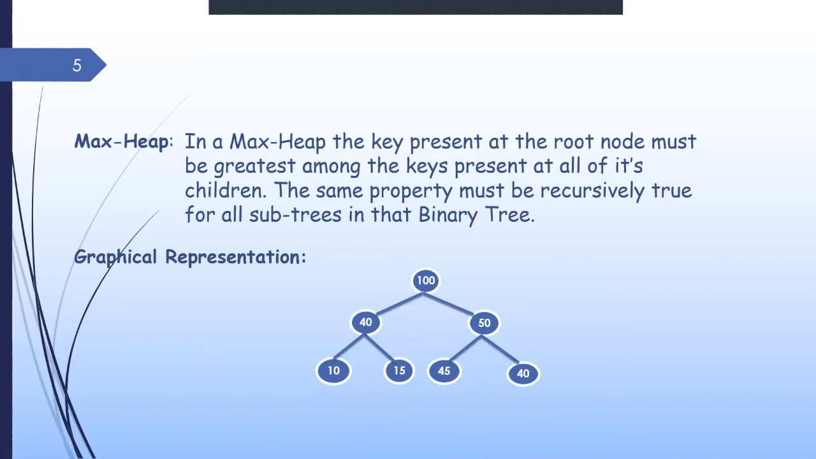We can see a binary tree. Here 100 is the root of 40 and 50. We know 100 is obviously greater than 40 and 50. Now 40 is a parent of 10 and 15, and 40 is greater than 10 and 15. 50 is a parent of 45 and 40. 50 is greater than 45 and 40. So we see that every parent is greater than its child. So this tree is called a max heap.